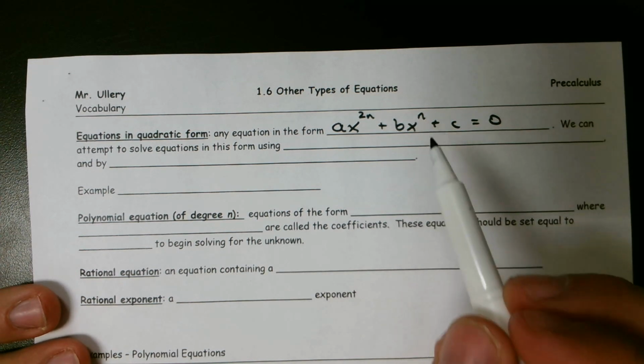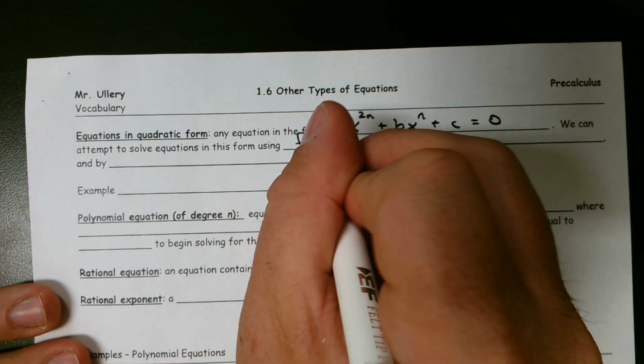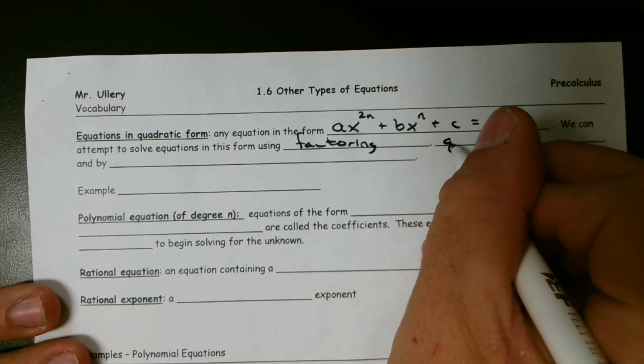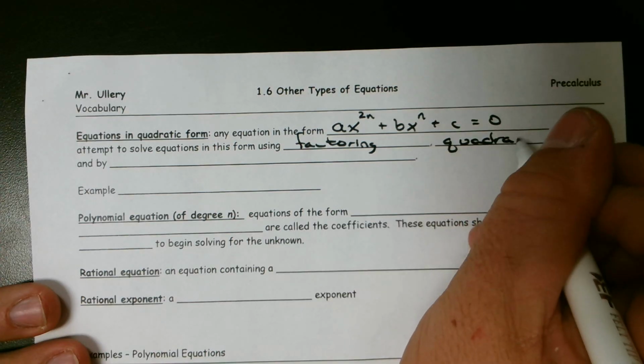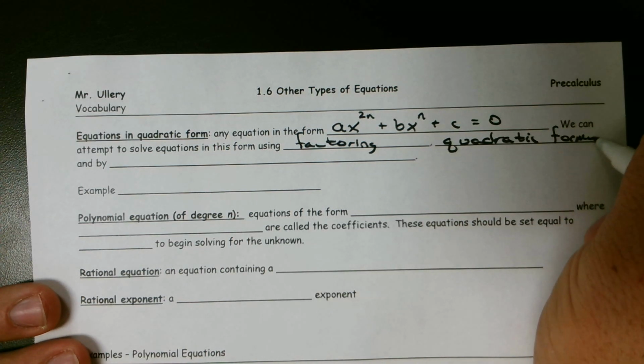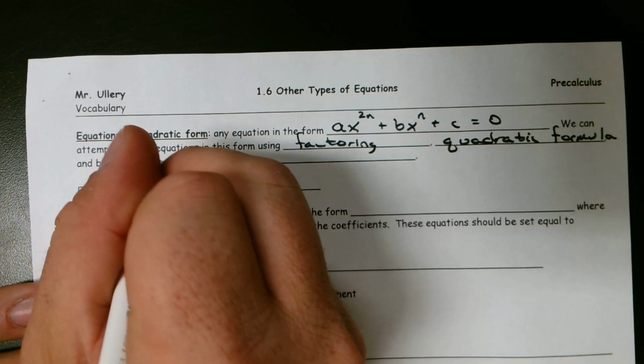Okay, so we can attempt to solve these in these forms by using factoring, the quadratic formula. It works for everything, not just strict quadratic, but anything in quadratic form, and by completing the square.